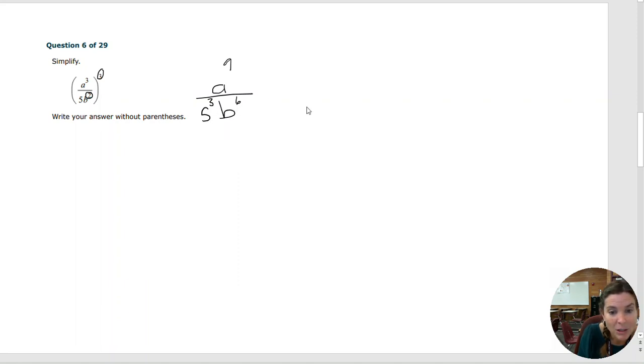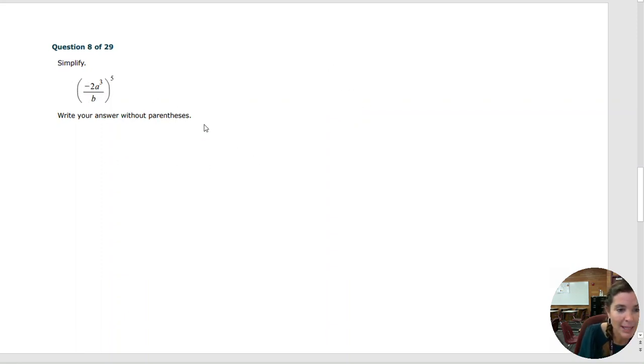So that would give you b to the 6th. Now 5 to the 3rd power is not 15. It's 5 times 5 times 5, which is 125. So final answer would be a to the 9th over 125 b to the 6th. Okay, let's look at another one like that.